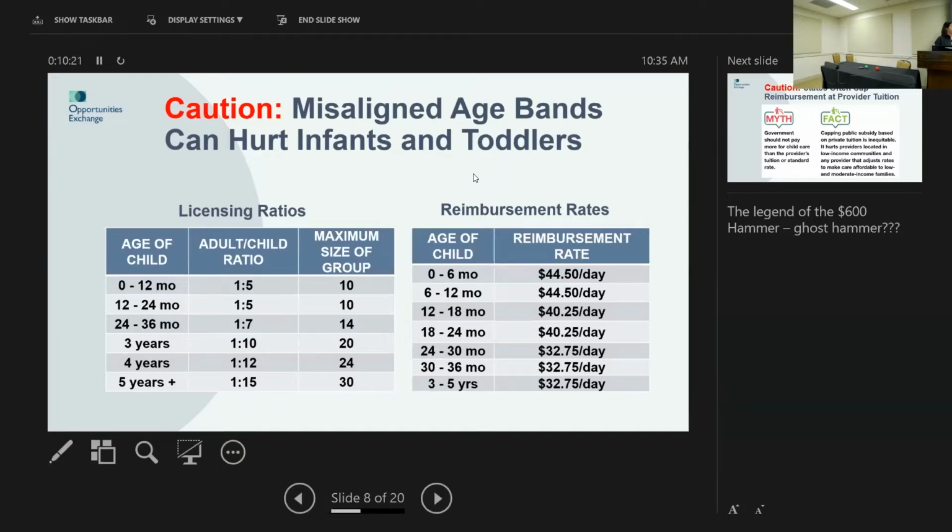Because there's not a rule that says what rate bands they have to do. They don't have to go to a hearing to change the rate bands. They can just say, okay, now our rate bands we're going to pay from 0 to 24 months, from 24 to 36. You know what I'm saying? They can align them up with their licensing ratios. And that's actually a way to raise rates. I have helped state child care administrators raise rates for babies simply by changing their rate bands for ages.